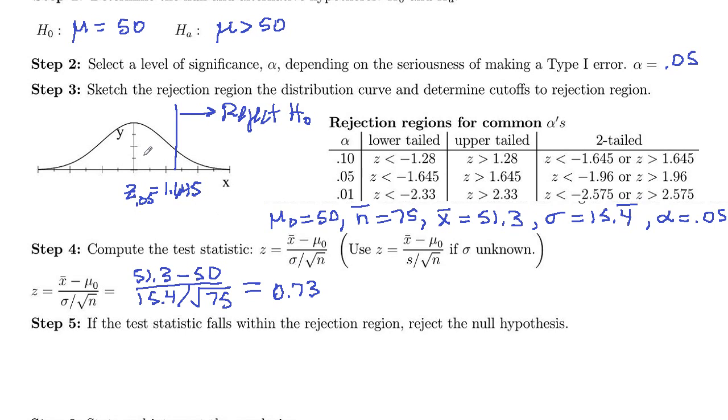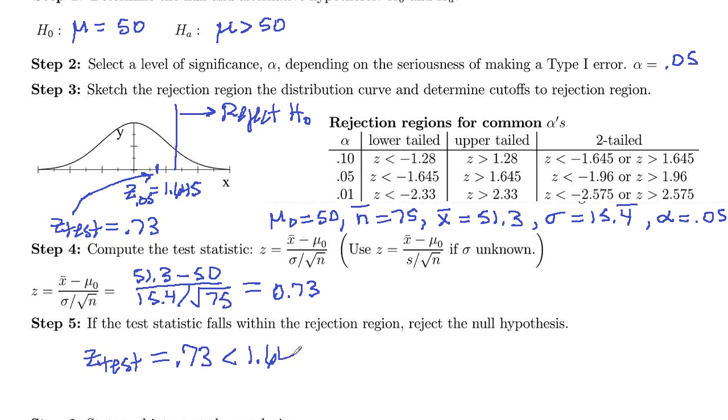And that is going to be to the left of the 1.645. So right in here is our test statistic. Z test is 0.73. And it is not in the rejection region. So step 5, does it fall in the rejection region? If so, reject the null. Well, our z-test here, which is 0.73, is less than the 1.645. More extreme would be greater than. So do not reject H0.